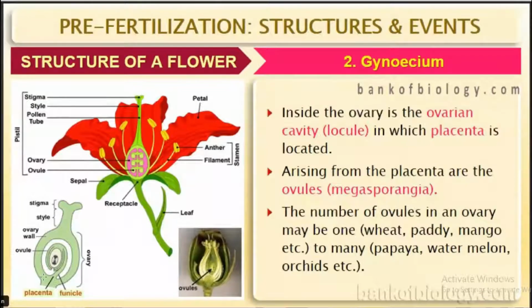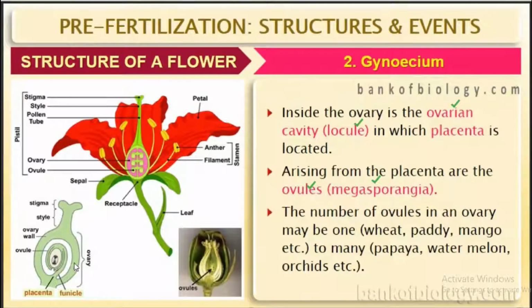Inside the ovary, there is an ovarian cavity. That ovarian cavity is known as locule, in which placenta is located. Then, arising from the placenta are the ovules. Ovules are otherwise known as megasporangia.